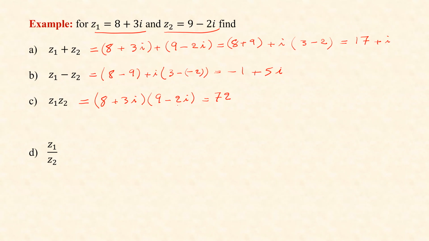So then you have negative 16i, and then you have 27i, and you have i times i with a negative. With this negative it becomes positive. 3 times 2 is 6, right? Negative 6i squared becomes plus 6. So 72 plus 6 is 78 as the real part.